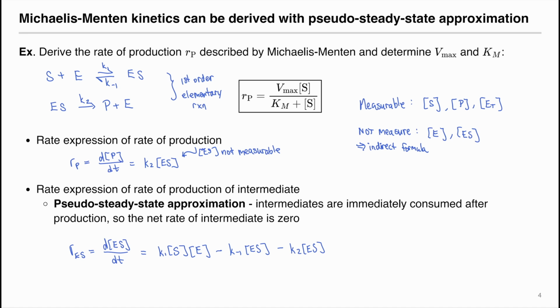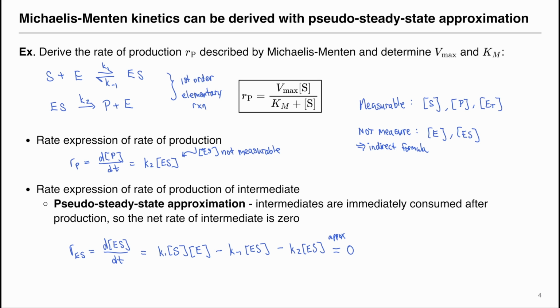Now, how do we get E of S though? Here we need to make a simplification called the pseudo-steady-state approximation, or sometimes called the quasi-steady-state approximation. This approximation says that the intermediate E of S is immediately consumed after its production, so the net rate of the intermediate is 0, such that R of ES can be equated to 0. Here we have the pseudo-steady-state approximation.